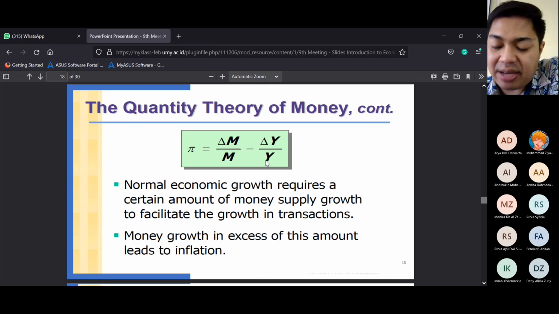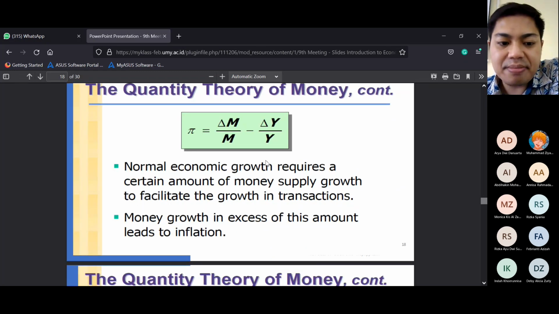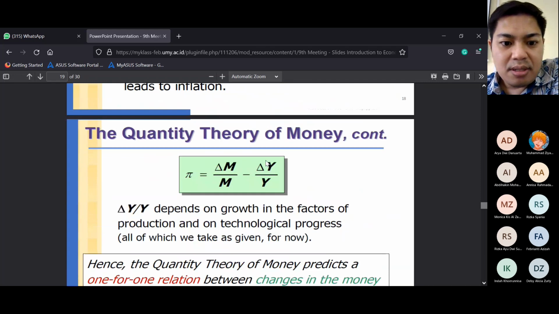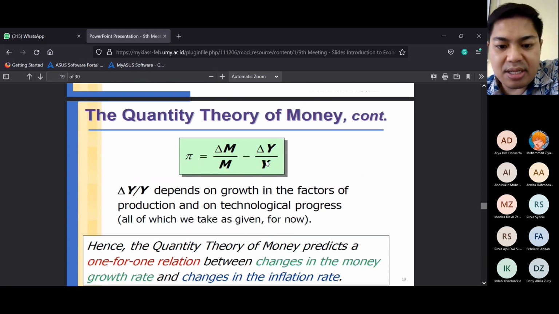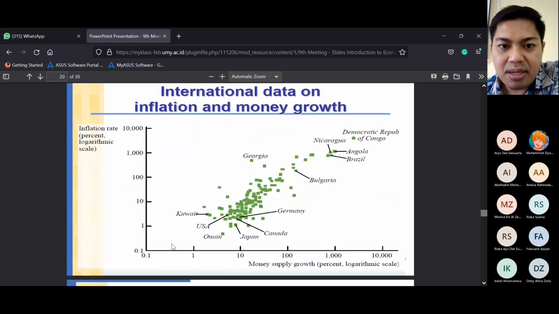So how to avoid inflation? Here are other theories. Other explanations you can read on your own.